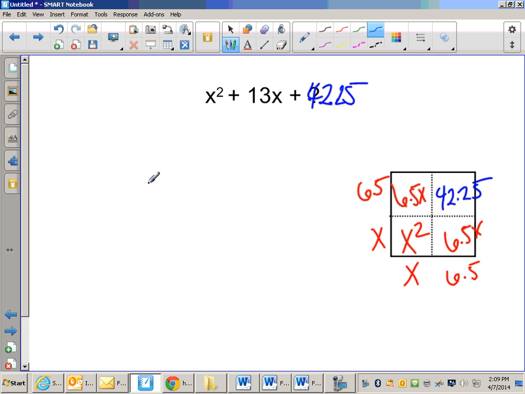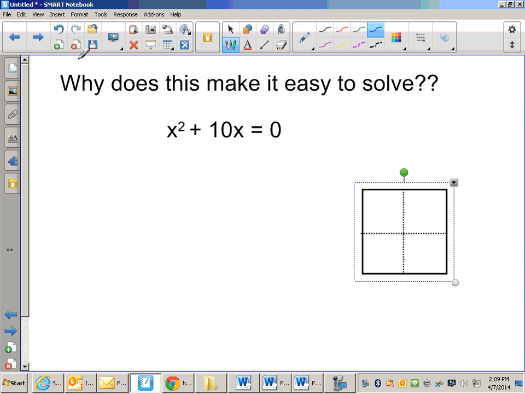So when you want to write this in factored form, you would have x plus 6.5 squared. So you might be asking yourself, well, why does this make it easy to solve? Okay, so let's look at how we would use completing the square. Now that we know how to complete the square, let's figure out how we could use it to make it easier to solve.